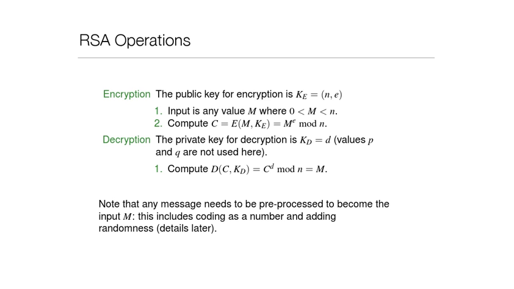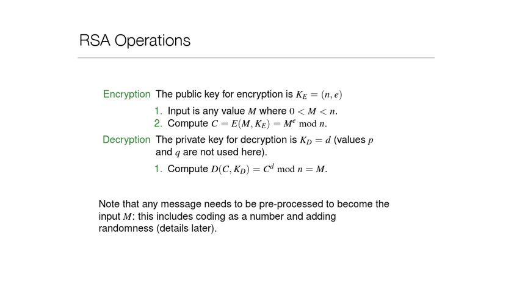And for the decryption, C is the ciphertext computed in the encryption. C to the power d mod N gives M again. You do the reverse. Note that any message needs to be pre-processed to become the input M. This includes coding it as a number and adding some randomness. We will discuss those details later. For the time being, this is how textbook RSA works.